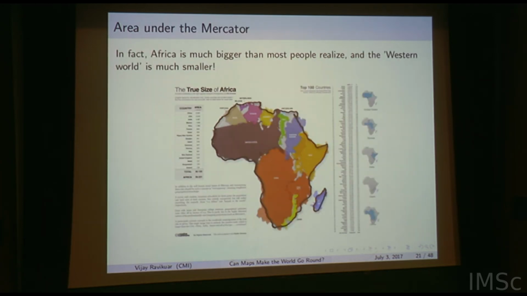In fact, the Mercator projection is so off that although you would never expect it looking at the map, all of these countries fit nicely into Africa: United States, China, India, most of Europe, almost all of Europe.